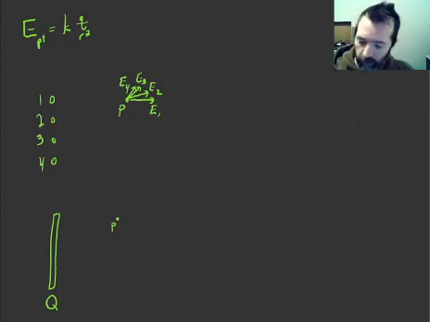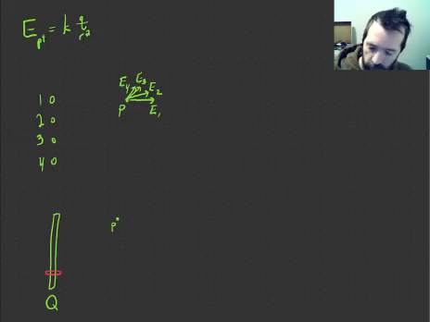So I've got this overall bar with a charge Q. I'm going to select just a tiny little sliver of it, that little piece that I just outlined in red.